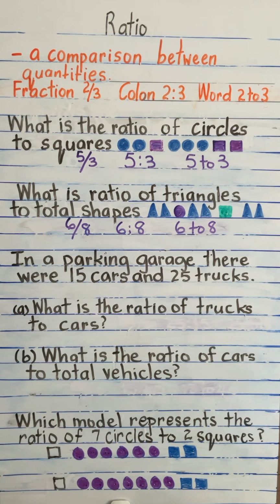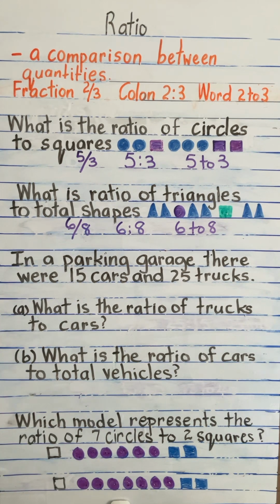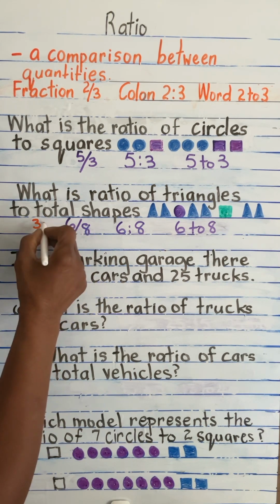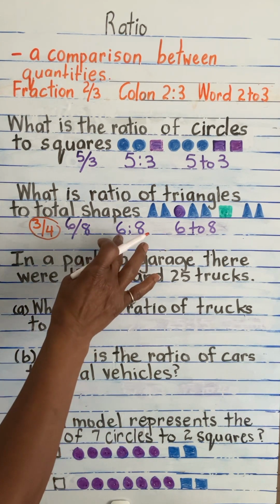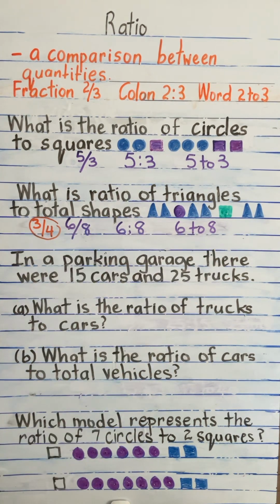Sometimes they might ask you to write the ratio in its simplest form. You just use the method we use when reducing fractions to lowest terms. Here we can use 2 to divide both numerator and denominator. So this would be 3 to 4. And then 3 is to 4, and then 3 to 4.